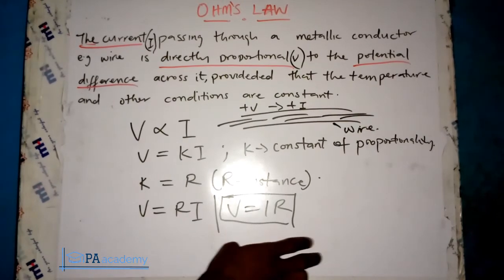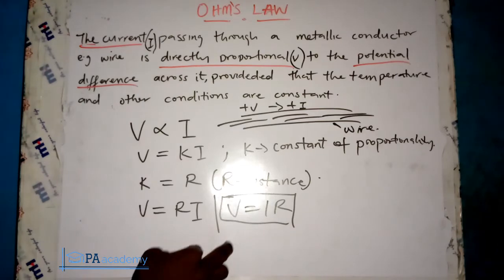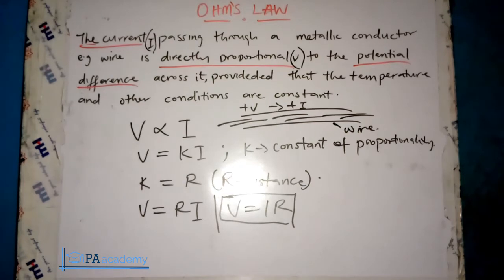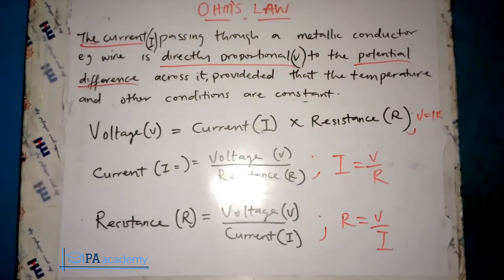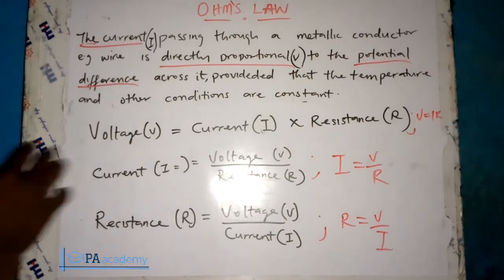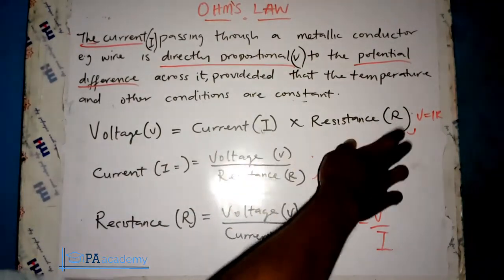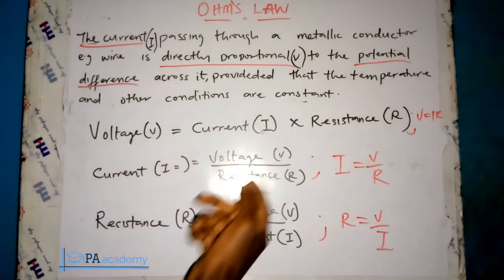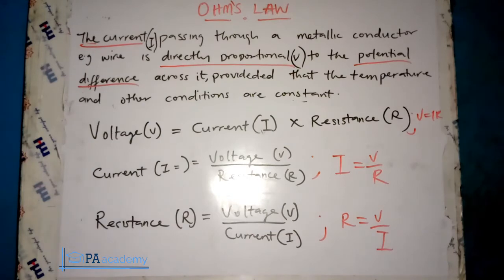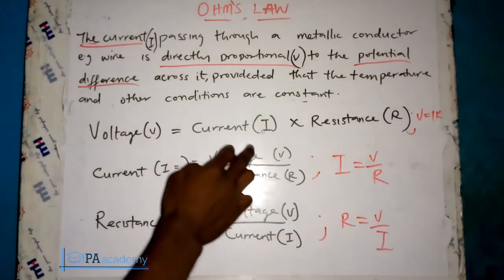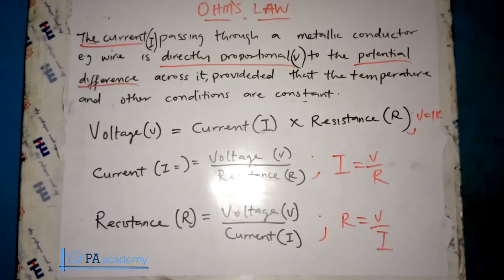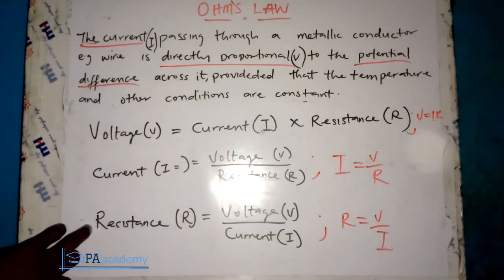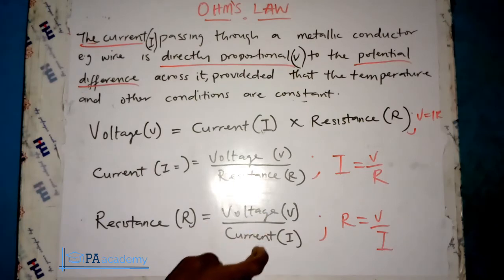So the formula V is equal to IR is one of the formulas associated with Ohm's law. Now we are going to rewrite it to make I the subject of the formula and then R the subject of the formula. With this we can easily calculate voltage is equal to current times resistance. So if we have the current and the resistance, we can easily calculate the voltage across a circuit or a metallic conductor. So V is equal to IR. If you make current the subject of the formula, current is equal to voltage over resistance. And if it is resistance you are looking for, that is voltage over current.